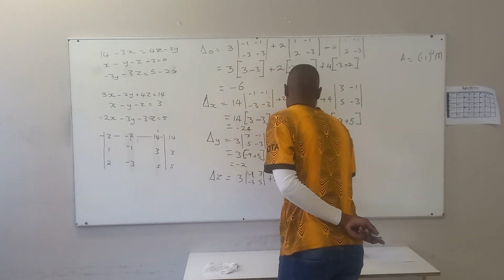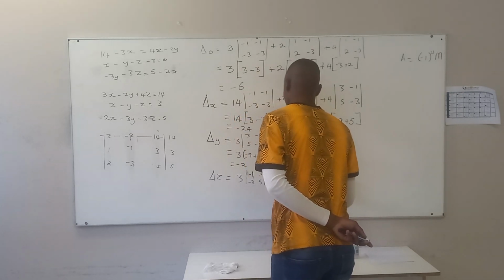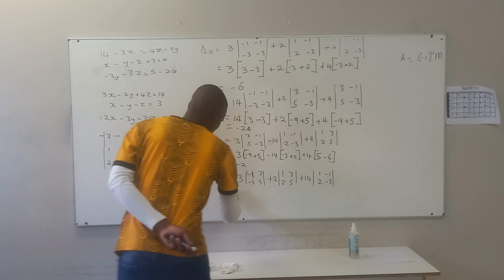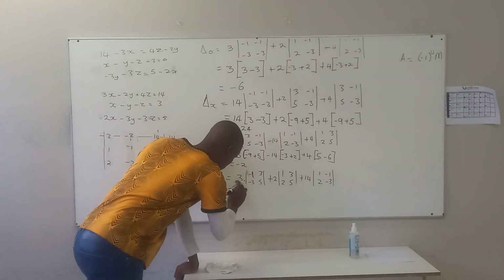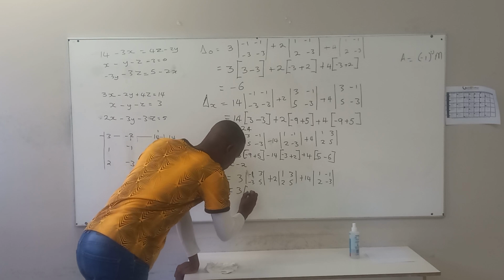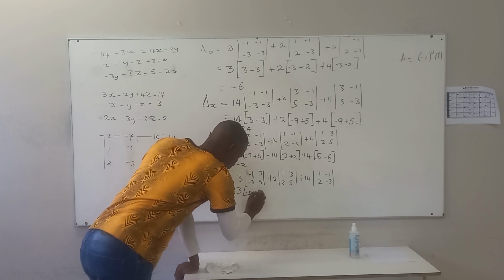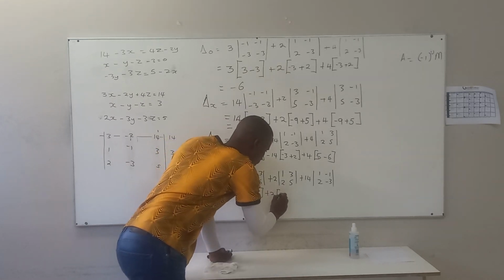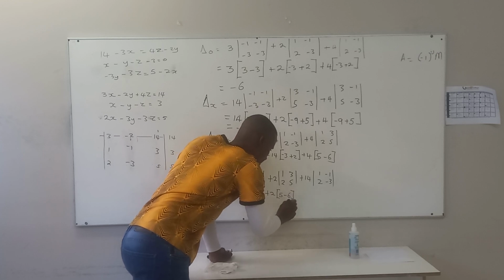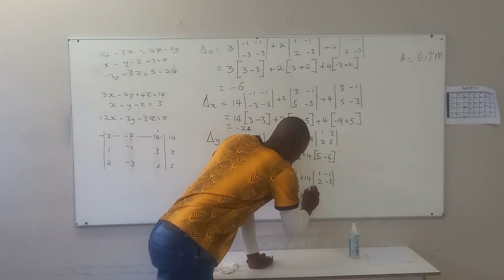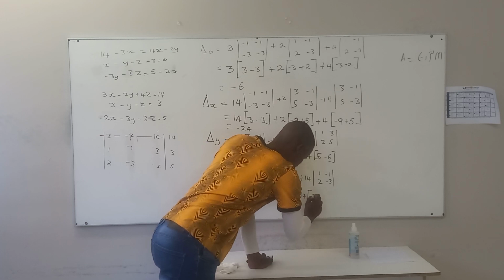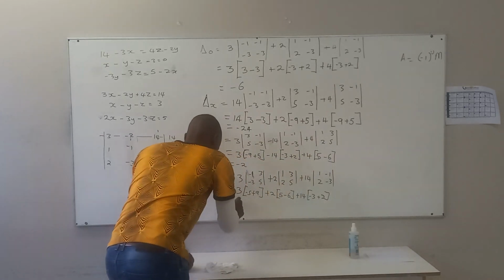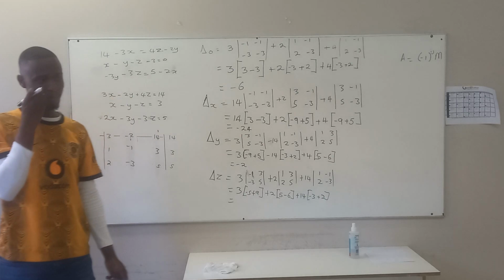Next one is 14 plus 14, 1, 2, negative 1, negative 3. 3 multiplied by what? Negative 5, right? Plus 9. 2 multiplied by 5 minus 6, plus 14 multiplied by negative 3 plus 2. What is the value of delta z? 80.